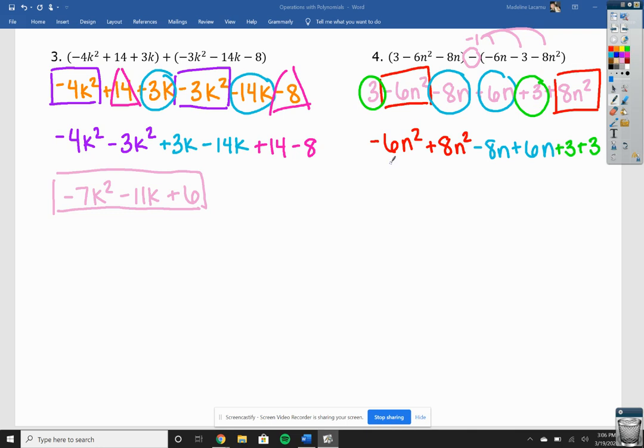So negative 6n squared plus 8n squared is going to give us 2n squared. Negative 8n plus 6n is negative 2n. And 3 plus 3 gives us 6. So that'll be our final answer. So that's all there really is to adding and subtracting polynomials. Now we're going to move on to multiplying.